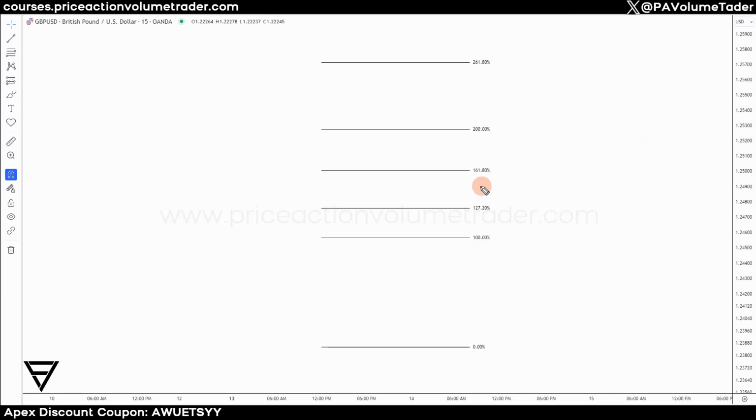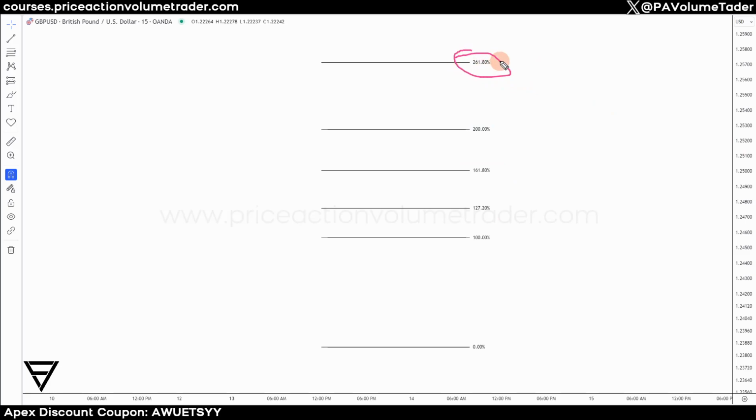So the extensions I have are 127.20, 161.80, which would be the golden ratio, the one standard deviation up. Then we have 200, which would be pretty much a 2x extension, basically just double the measurement that we had originally. And then we have 261.80, which would be two deviations of the golden ratio.